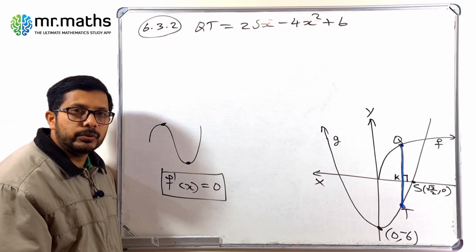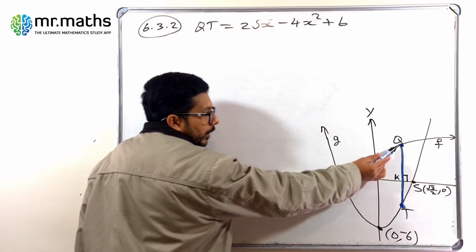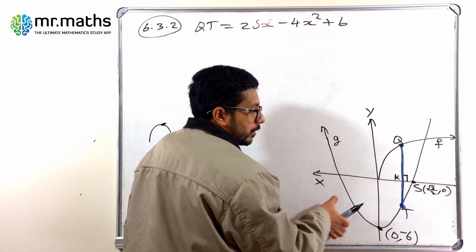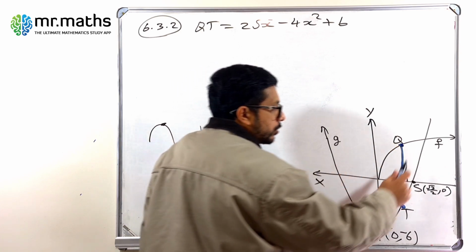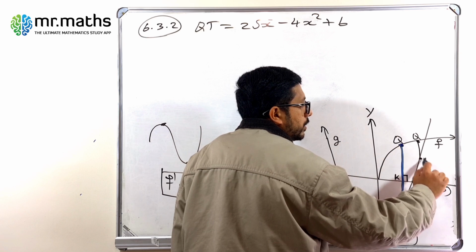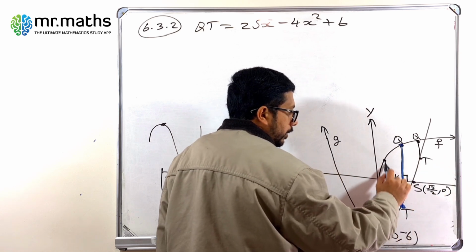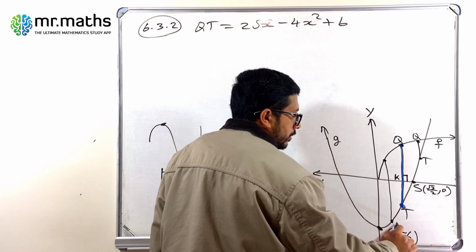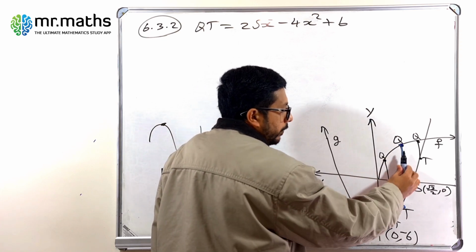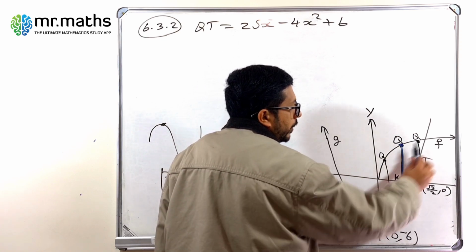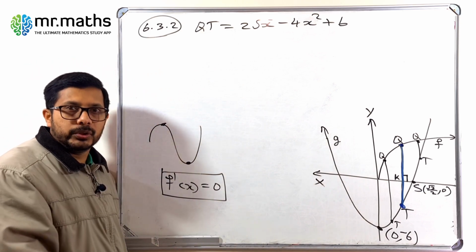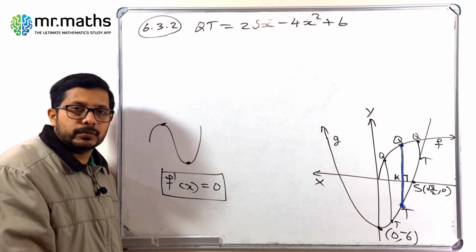So what do you want to do? You have to find the maximum length of QT. Maybe this QT is moving like this. Maybe the QT can be here. This is Q, this is T. Maybe the QT can be here. This is T, this is Q. You understand? So where you will get the maximum length for QT, that is the question.